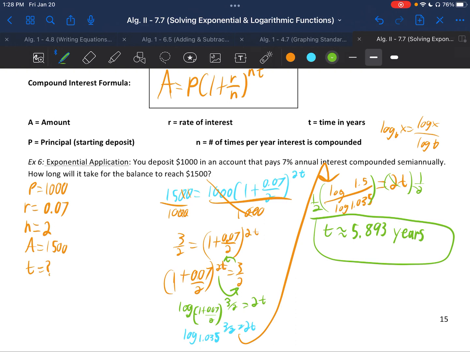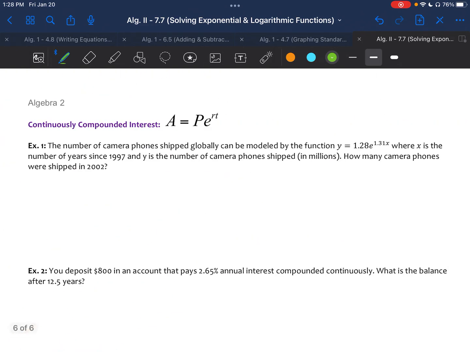All right, just a couple more examples here. If you have compound interest compounded continually, which won't always happen, you have the formula A is equal to P times e to the rt, where A, P, r, and t all mean the same thing. A still means the amount. P still means the principal. R still means the rate of interest, so the rate. And t is time in years.